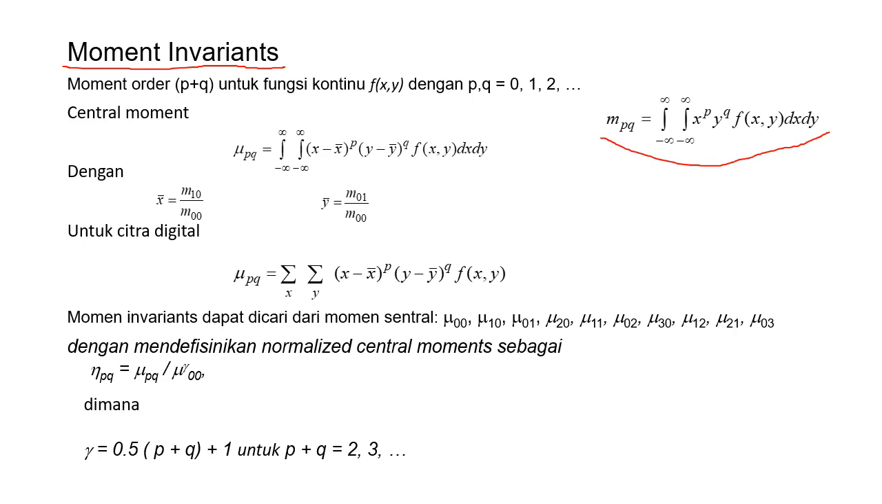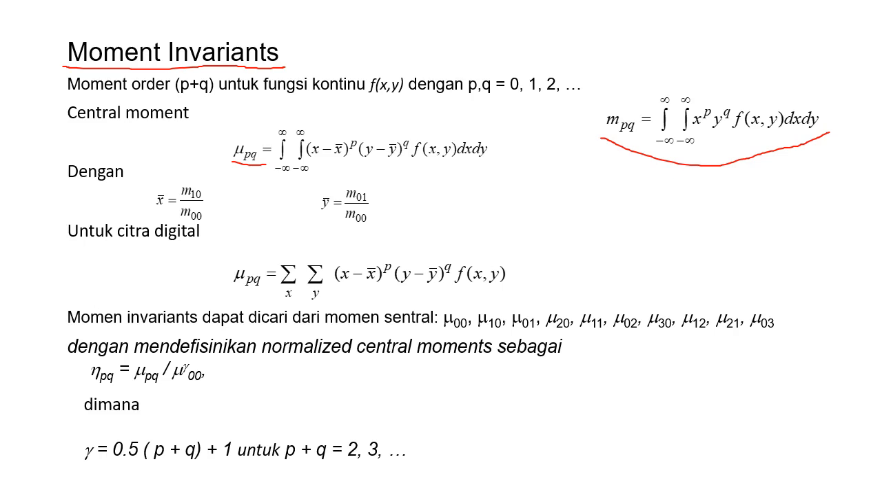Okay, if we calculate the moment of the object, the moment itself is not invariant under geometric transformation, for example, translation. When the object is translated, the moment value also changes. So then we define another moment, which is called the central moment.